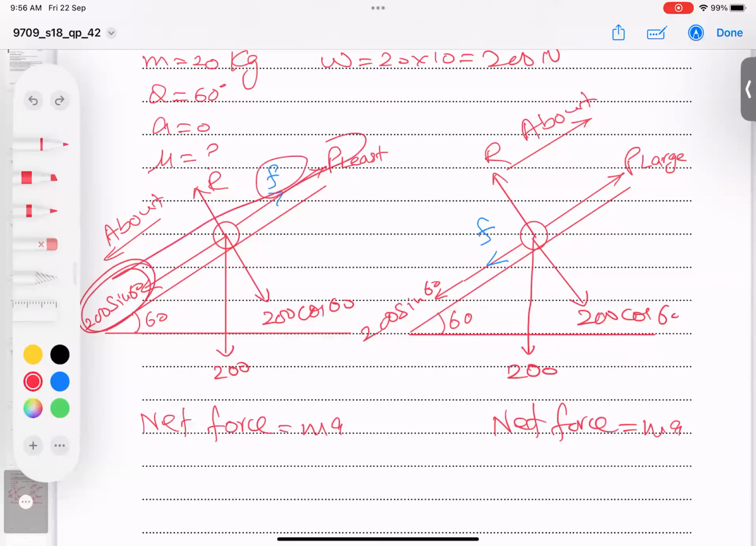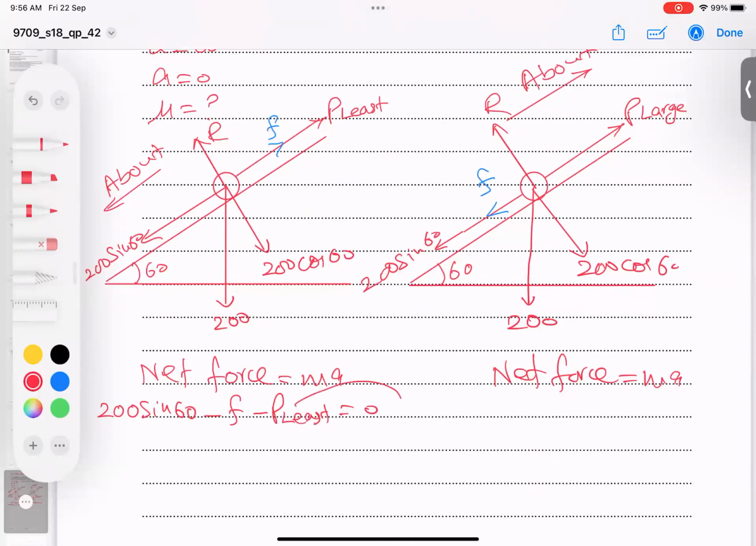About to move downwards: this minus this minus this. So I'm writing 200 sine 60 minus friction minus P least equals 0. If I bring P least to this side, P least is 200 times sine 60, which is root 3 by 2, so 100 root 3 minus F. This is done.